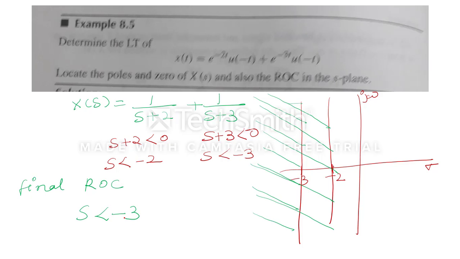If we want to talk about stability, we can see that the j omega axis is not included in the ROC, so it is not a stable system. And because it is a left sided sequence, it is definitely a non-causal system.